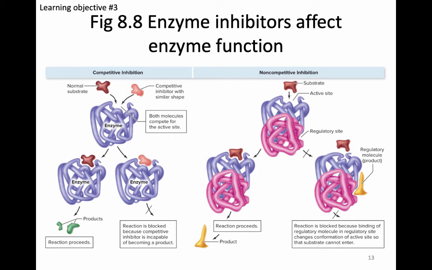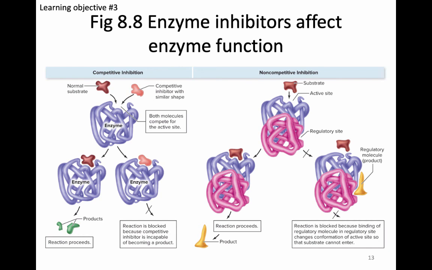In non-competitive inhibition, shown on the right in this figure, we have the enzyme drawn in pink and purple and the substrate in dark brown. We have an active site where the substrate will bind. So if the substrate binds to the active site, as expected, the reaction proceeds and product is formed. If we have a non-competitive inhibitor present, the non-competitive inhibitor can bind at a site away from the active site called the regulatory site. When the non-competitive inhibitor binds at the regulatory site, the active site changes shape and the substrate can't bind. Then the reaction is blocked and product is not formed.